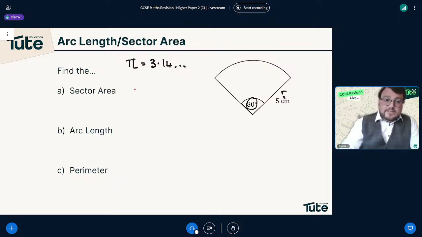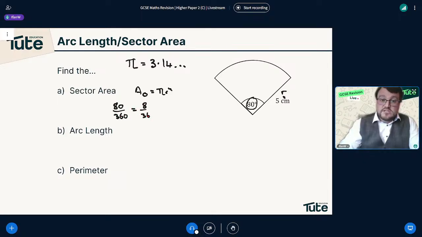So what you know is that the area of a circle is pi r squared, and what we've got here is 80 out of 360, and you can simplify that. 8 out of 36, which is 4 out of, I'm going to go with 18, which is 2 out of 9. I'm right. I'm going to be corrected now by Alex. He's doing it with his calculator quickly. So you've got 2/9 of a full circle there.